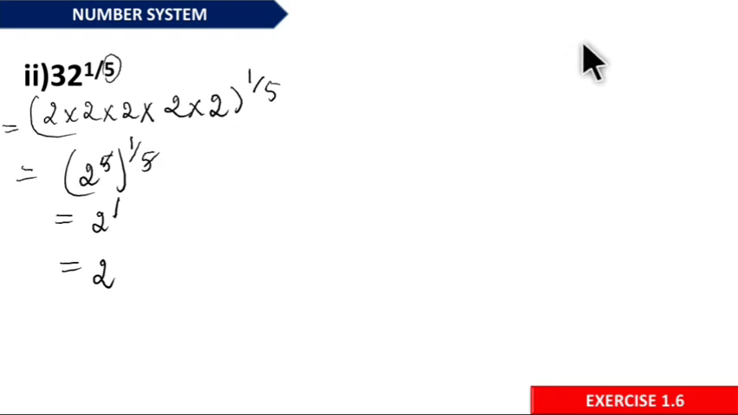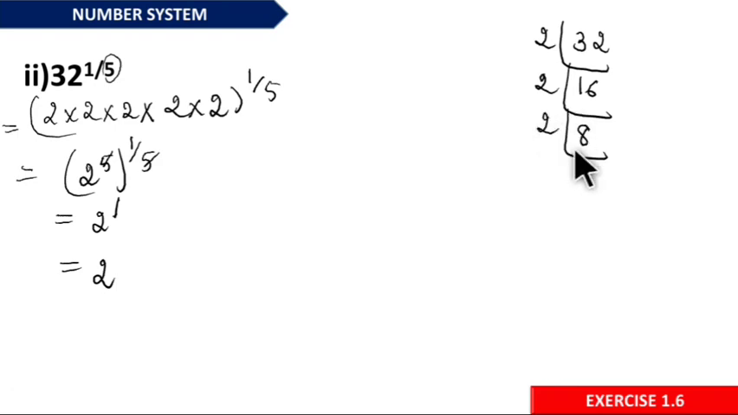One more method is prime factorization. 32 we have to divide by 2. We are getting 16. Then 2 8s are 16. 2 4s are 8. 2 2s are 4. 2 1s are 2.